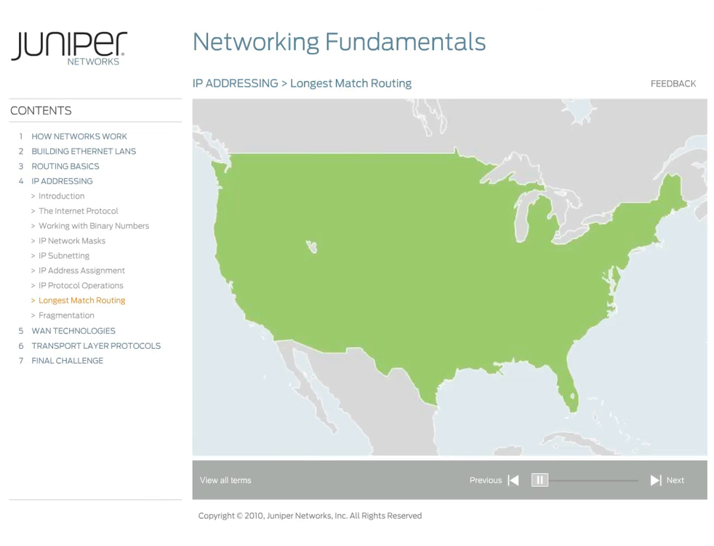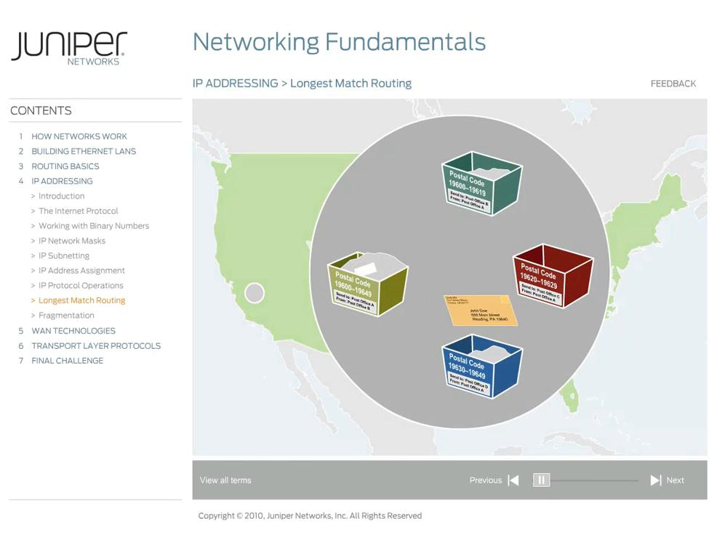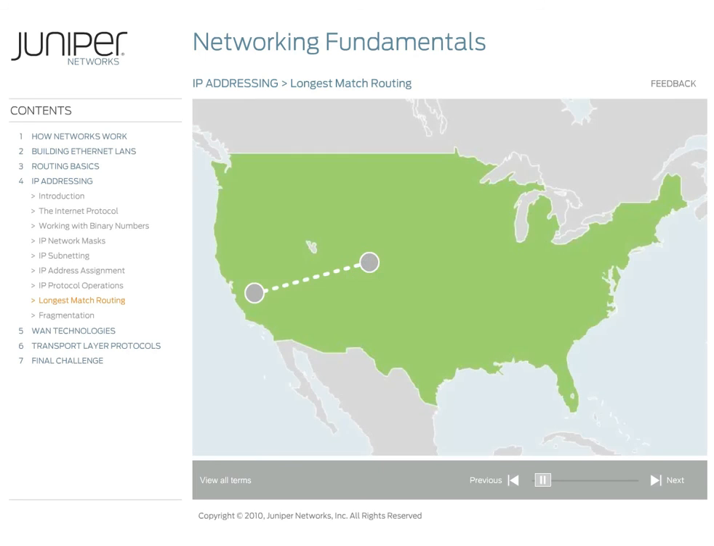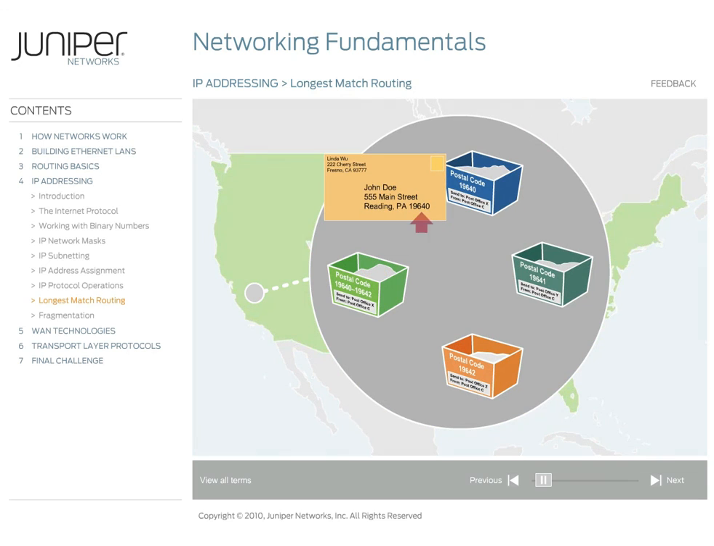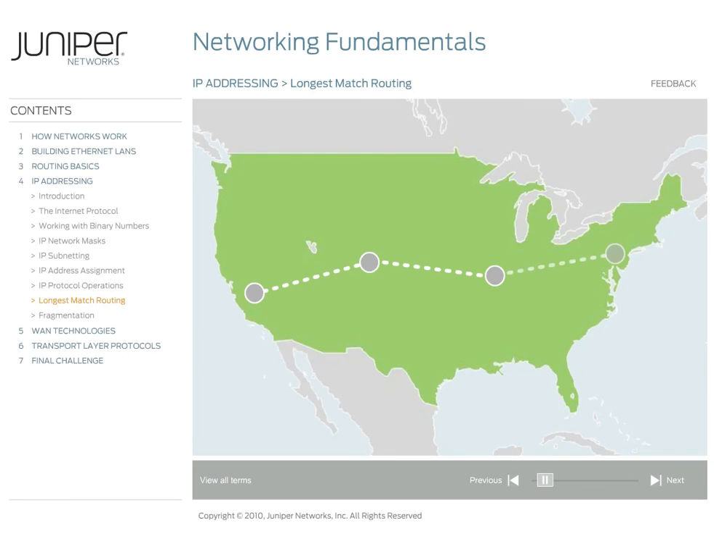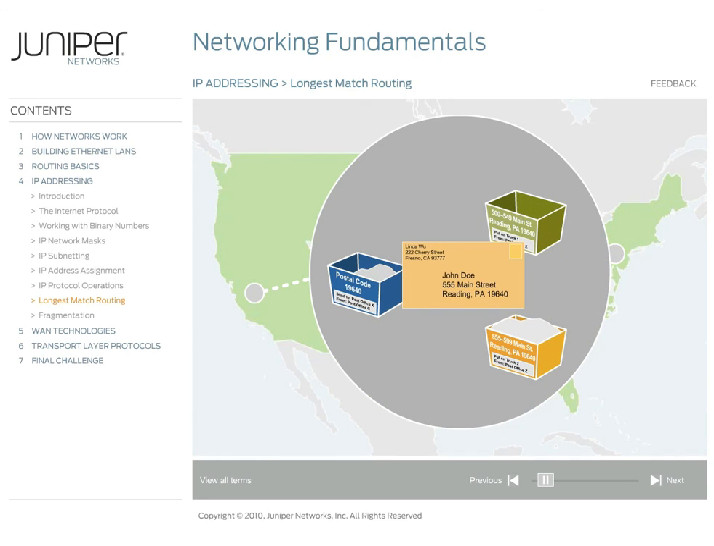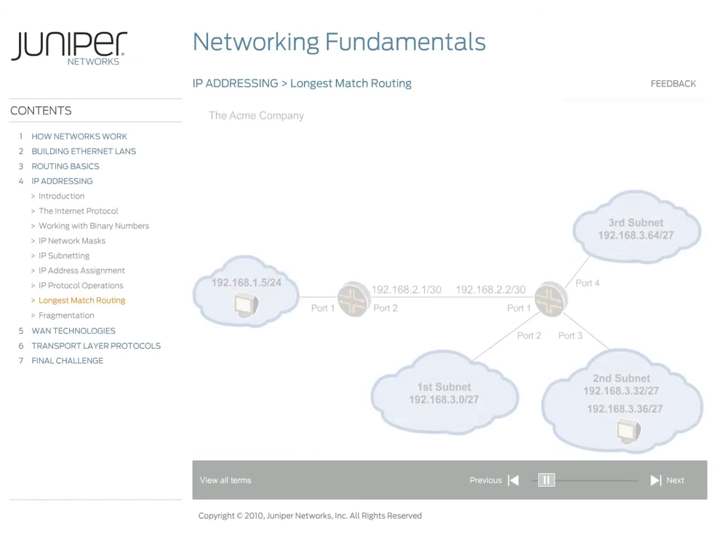Now let's return to our discussion about longest match routing. Earlier, we used the postal analogy to describe how a letter gets to its final destination. We learned that during the routing process, post offices use more and more of the postal code to make a routing decision as the letter gets closer to its final destination. The same is true of IP routing. Let's see this process in action using Acme Company's new manufacturing location.